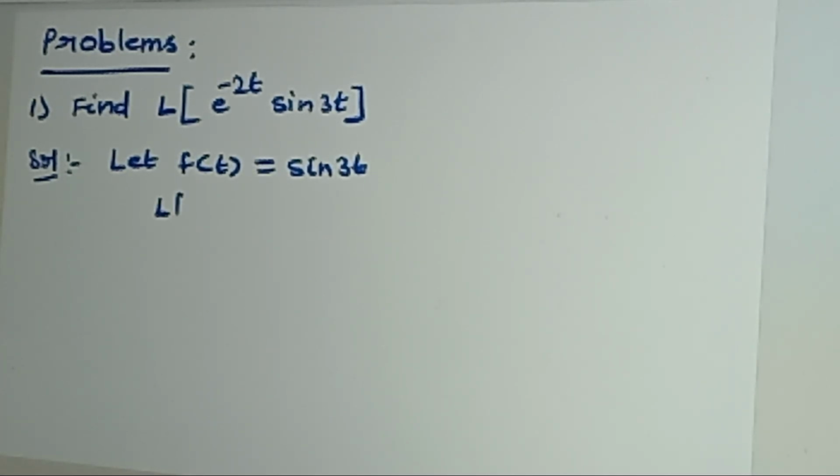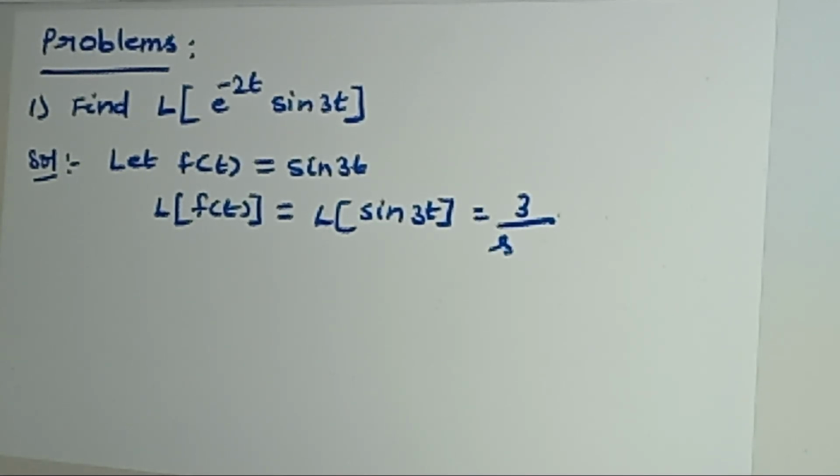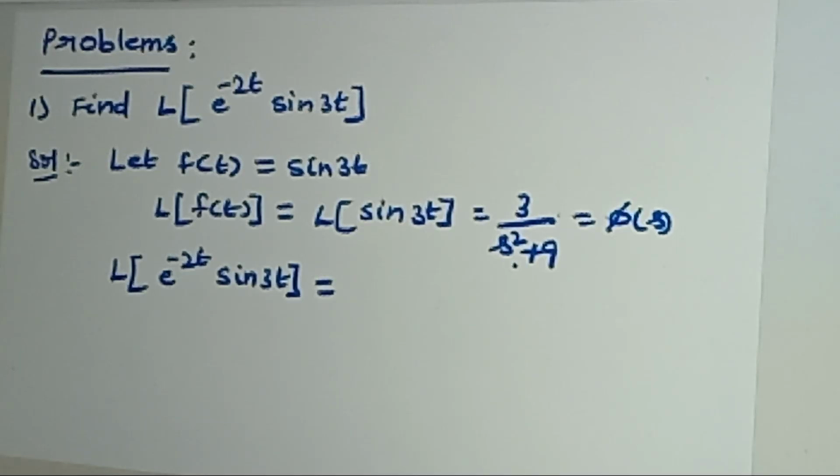Next step क्या है? You have to take Laplace on both the sides. Then Laplace of f of t is nothing but Laplace of sine 3t, which is 3 upon s square plus 9. Okay. So this is nothing but your phi of s. Now Laplace transform of e raised to minus 2t into sine 3t will be equal to what? s के जगह क्या पुट करना है? s plus 2 दिया है, minus at दिया है तो क्या है? s के जगह s plus a पुट करना है. Therefore, this will become 3 upon s plus 2 the whole square plus 9.